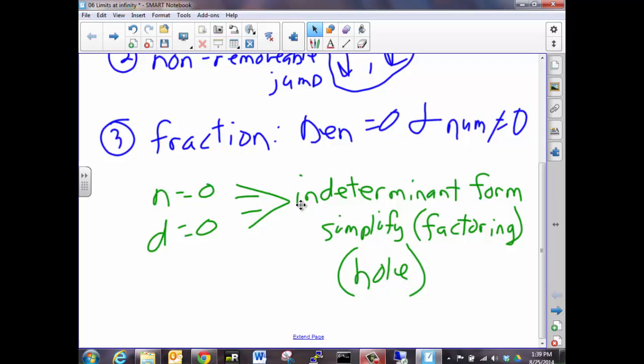Okay, so if both numerator and denominator are 0, we expect there to be a hole in the graph. If just the denominator is 0, that's when we expect the limit to be infinity or negative infinity, or does not exist because it's infinity on one side and negative infinity on the other side. Okay? So that's kind of reviewing what infinite limits are.